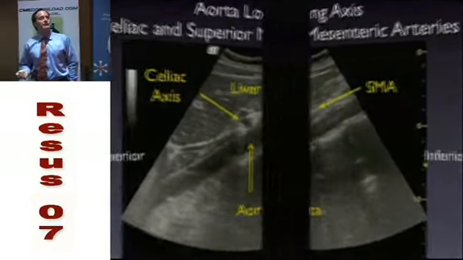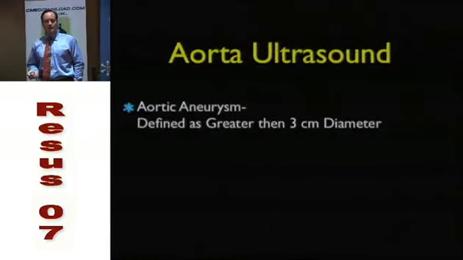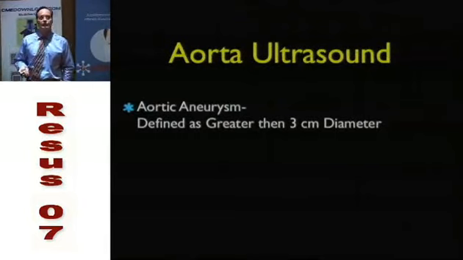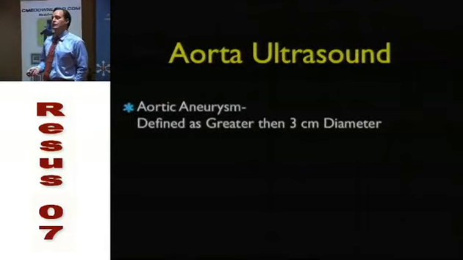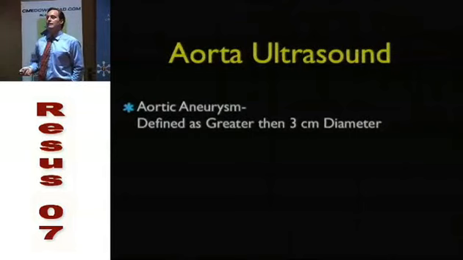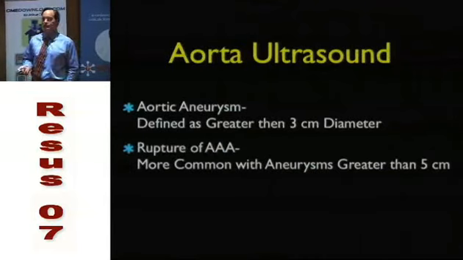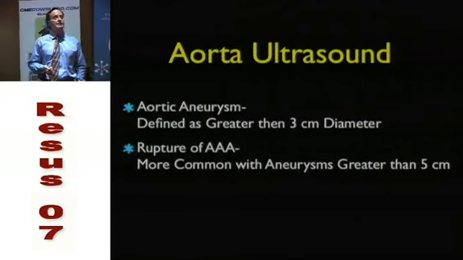Great. So now that we've gone through what some normals look like, let's talk about what we're actually looking for with a AAA. Okay? Now, the definition of a AAA from the textbooks is a aortic aneurysm greater than 3 centimeters. Okay? Once the aorta balloons greater than 3 centimeters, we can make the call. Now, for the textbooks, at about what level do we think we want to operate on these things? What do you guys think? About 5, right? So it's actually, if you look statistically, the risk of rupture is much greater than 5 centimeters.